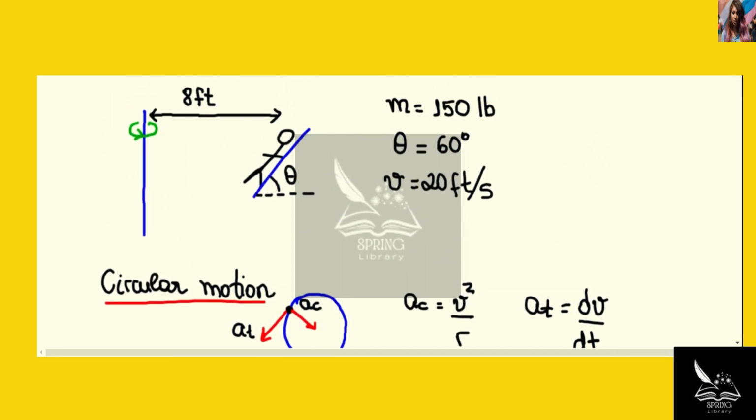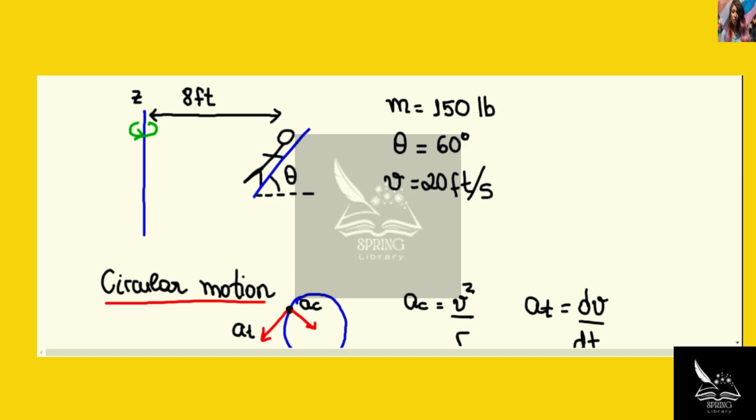So what we have is a man that's lying on a cushion, and the man is 8 feet separated from the z-axis here, and he starts to rotate around the z-axis with a speed of 20 feet per second. The cushion makes an angle of theta, which is equal to 60 degrees with the horizontal. The man has a mass of 150 pounds. Given this information, our goal is to find what is the normal force that the cushion exerts on the man, and also what is the frictional force.